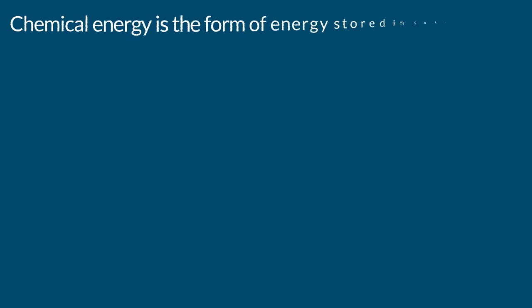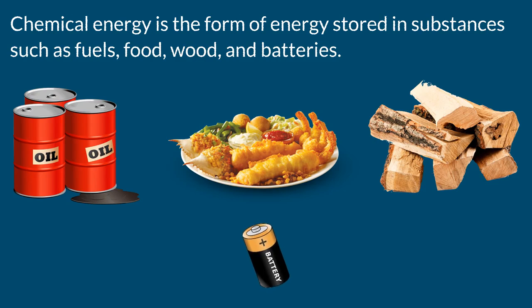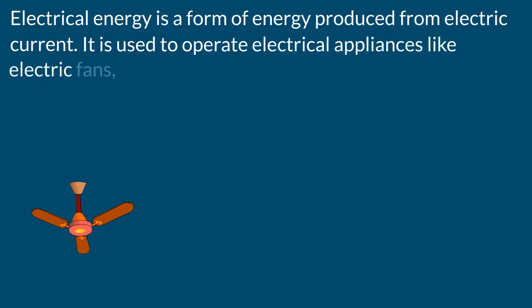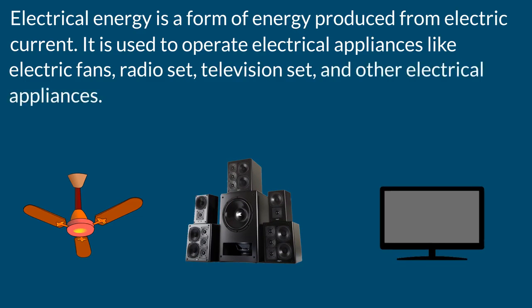Chemical energy is the form of energy stored in substances such as fuels, food, wood, and batteries. Electrical energy, on the other hand, is a form of energy produced from electrical current. It is used to operate electrical appliances like electric fans, radio sets, television sets, and other electrical appliances.